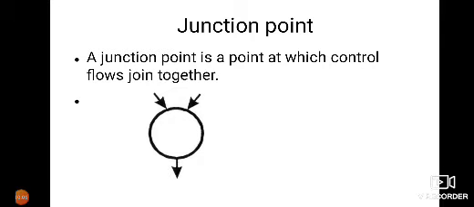Then the junction point. A junction point is a point at which the control flow joins together. So you can have statements of this sort, in which you have two statements and they merge together and you have one output from that.